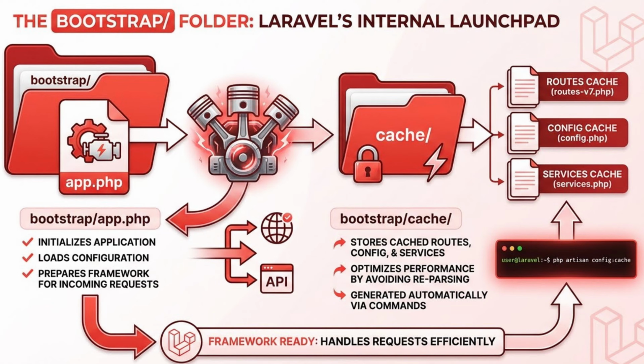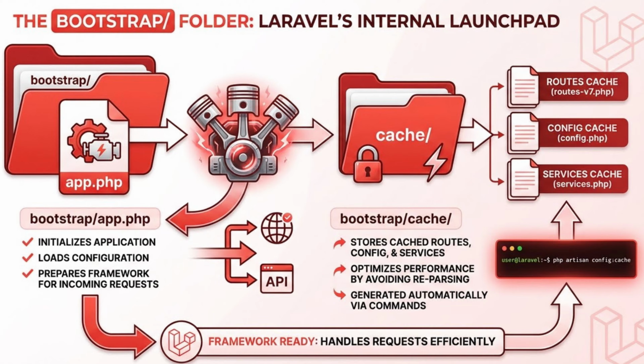The most important file here is app.php. When a request enters the application, this file is responsible for initializing the framework, loading essential configurations, and preparing every subsystem for incoming traffic. It sets up the service container, registers the service providers, and ensures that Laravel is fully ready to route requests, process logic, and deliver fast, reliable responses to users. Without this initial bootstrapping process, none of Laravel's features would be functional.